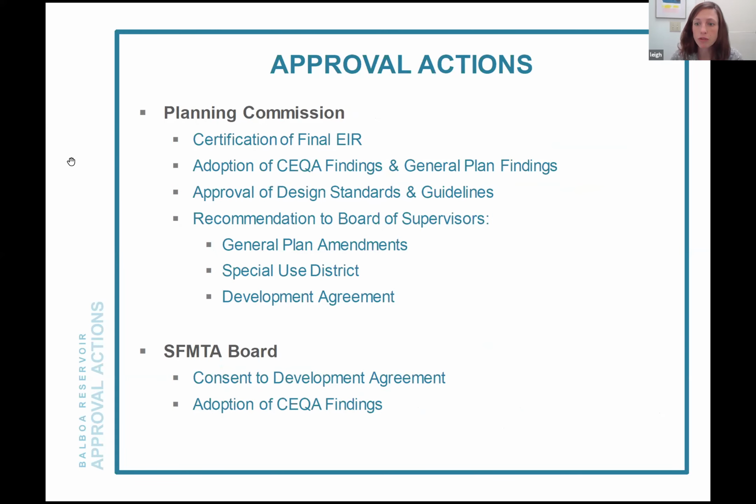So, a summary of the approval actions that each of these bodies will be taking. The Planning Commission, number 1, will certify the final EIR. They will adopt CEQA findings and general plan findings. They will approve the design standards and guidelines document. And they will recommend to the Board of Supervisors general plan amendments, the special use district, and the development agreement. All 3 of those items are ordinances, and the Board of Supervisors has the responsibility for considering legislation like ordinances. So the Planning Commission will be referring them and recommending them to the board.